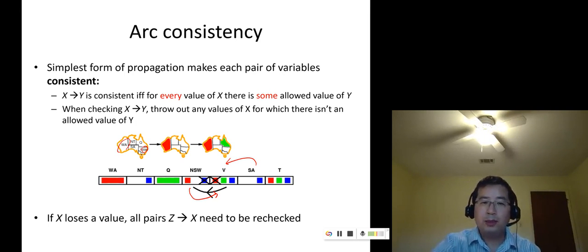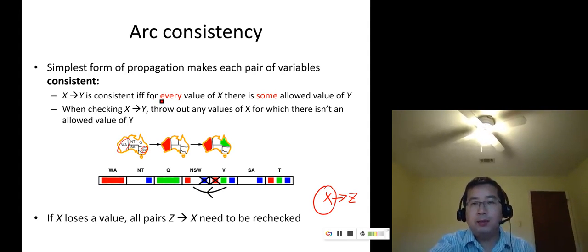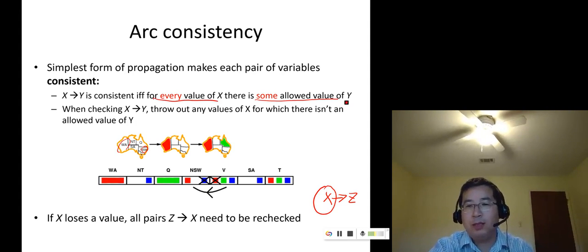So let's look at the previous question. We said why we don't need to check Z if X changes. This is just based on the definition, right? We said that for every value of X, there is some allowed value for Y, or we can say there is some allowed value for Z. If you delete one, it does not matter, right?